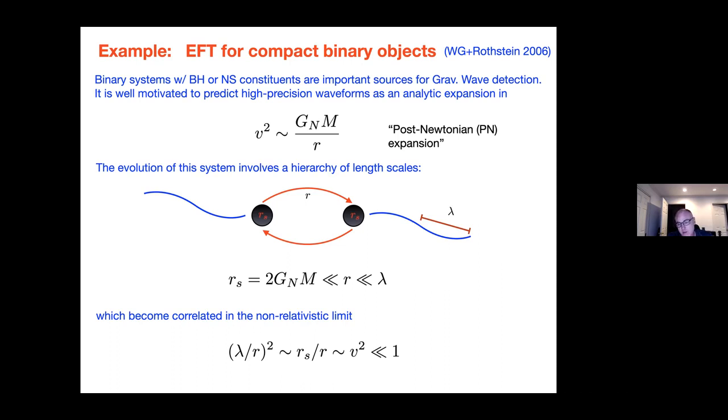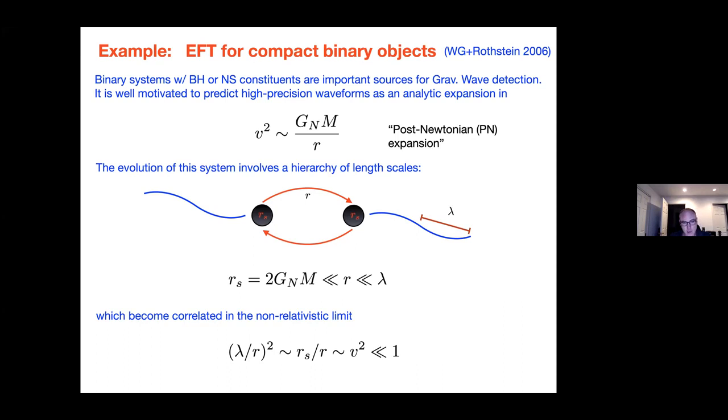And so if you have two of these objects, these systems are relevant for LIGO physics, that was discussed this morning. And in the non-relativistic, early stages of the evolution, this is sort of a perfect system for effective field theory because it involves a hierarchy of scales, ranging from the size of the objects, for instance, for black holes, the horizon size, to the orbital radius, to the wavelength of the radiation. And furthermore, these scales are all correlated in the sense that they involve ratios of velocity.